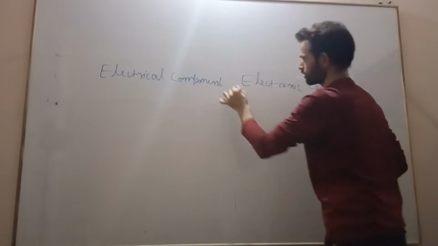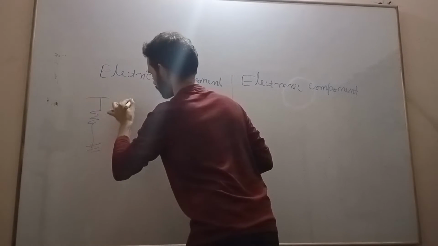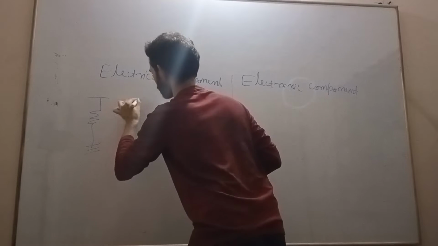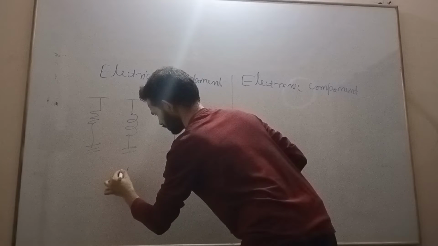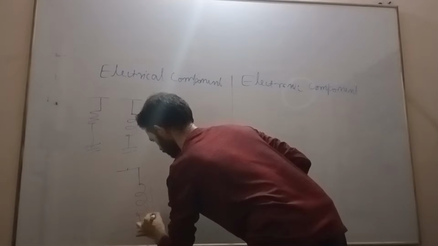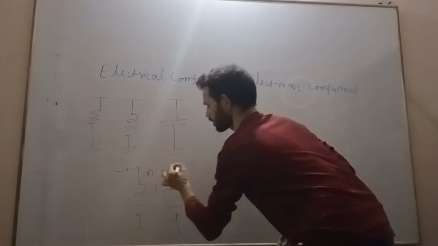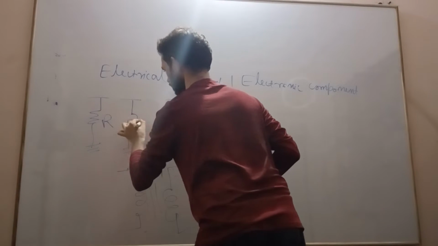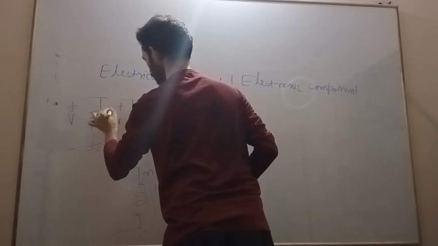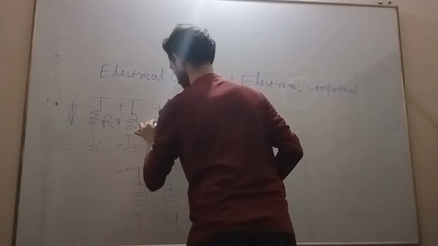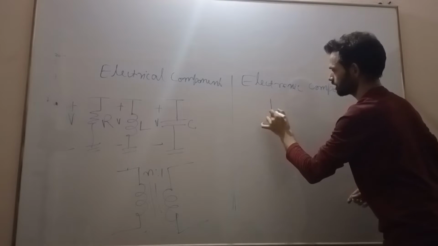This is an electrical component, like a resistor. We have seen this is an inductor, this is a capacitor, and here you can see a transformer. These are all electrical components: resistor, inductor, capacitor. Here is a voltage V, positive and negative. So these are the electrical components, and here we are seeing electronic components.